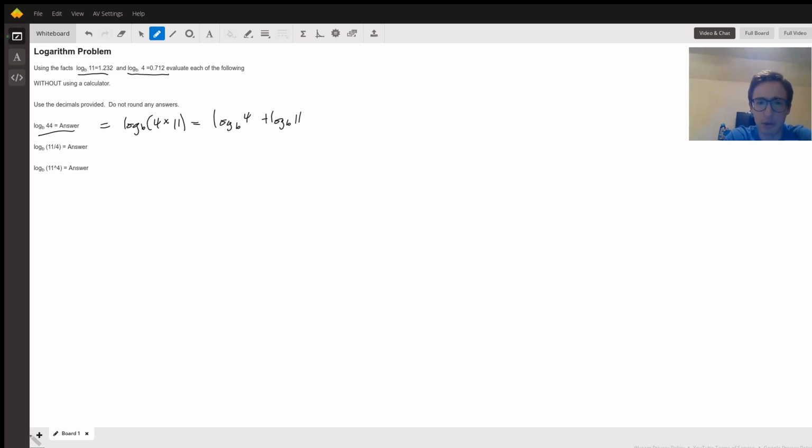Now, if you haven't worked with logarithms before, this looks really weird. I've changed a product into a sum, and that seems to break the rules of math. But in the case of logarithms, a product inside becomes a sum outside of the logarithm operator. Let me just put these parentheses to make that a little clearer. Now we have these two values, and so I can just rewrite this as 0.712 plus 1.232, which I believe equals 1.944. So I believe that would be your answer for the first part.